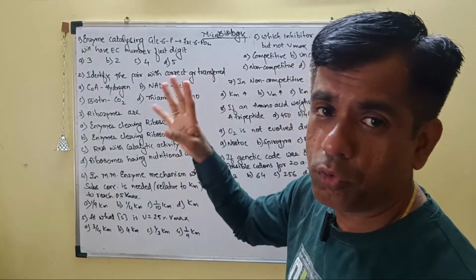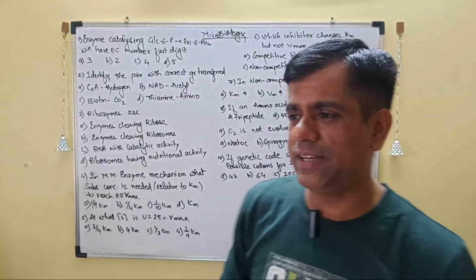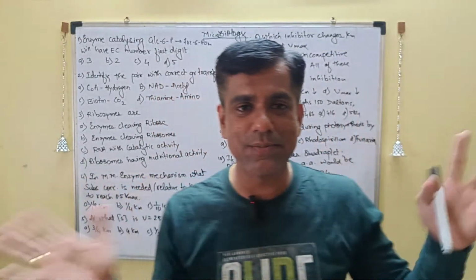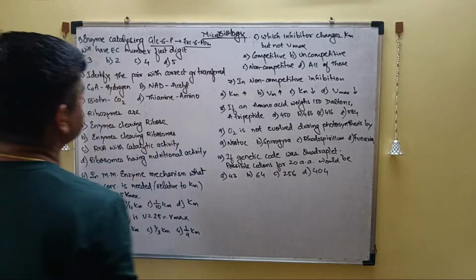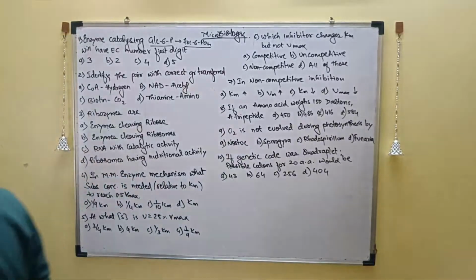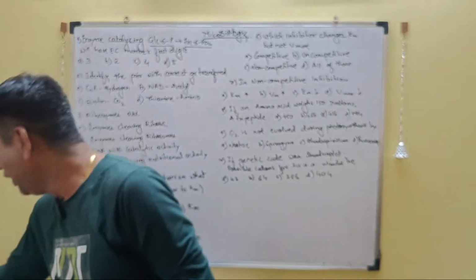The 3, the 2, the 4, or 1 or 5? Anything between 1 to 6, because we know that there are 6 classes. The 7th one was added lately, but the 6 basic classes are what you'll find in almost all textbooks apart from the 7th one. Out of these 6, this reaction, you can see glucose 6-phosphate to fructose 6-phosphate, right? Can anyone tell which EC number it belongs to? Probably no.